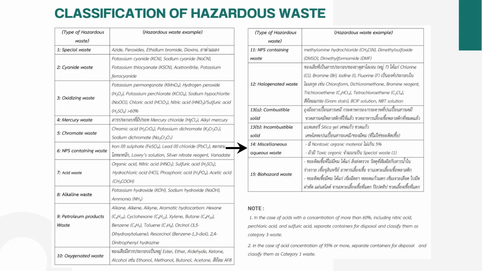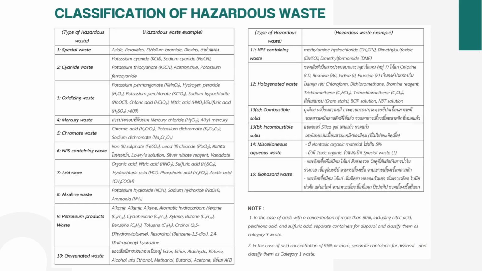Miscellaneous aqueous waste is water-based, but may still contain low levels of organic or toxic materials. If organic content exceeds 5%, it should be reclassified as special waste. Finally, biohazard waste includes infectious materials like used petri dishes, culture media, gloves, or biological tissues, which must be disinfected or incinerated. In addition, two important safety notes apply.